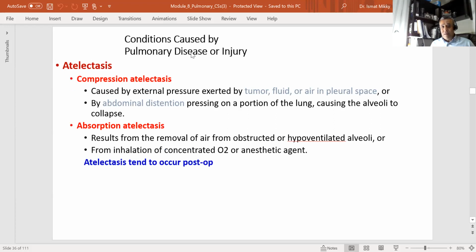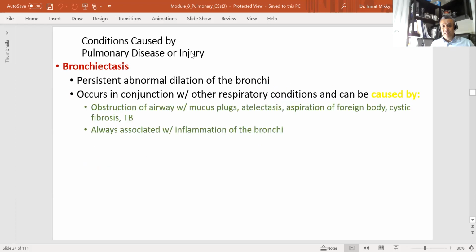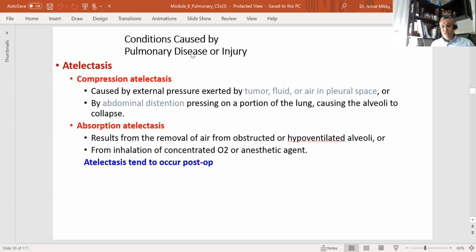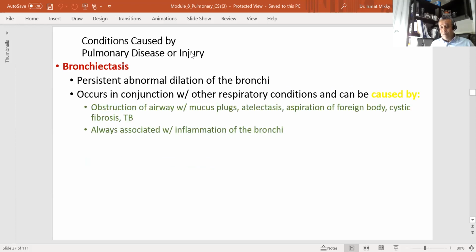Atelectasis, which is the collapse of the alveoli. We have different types of atelectasis. Absorption atelectasis, which will result from the removal of the air from obstructed, hypoventilated alveoli. And post-op, that would be one of the risk factors or complications. Post-op is the atelectasis.